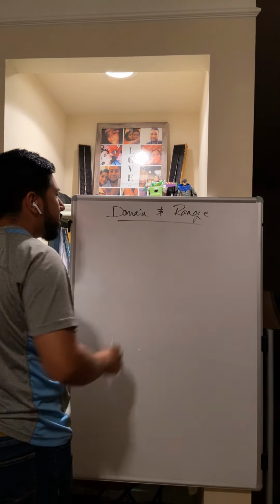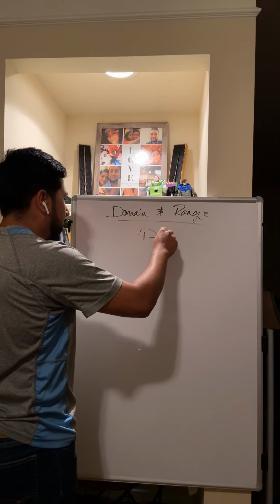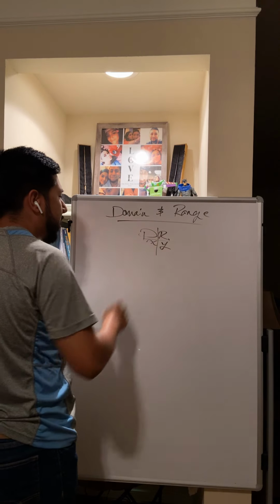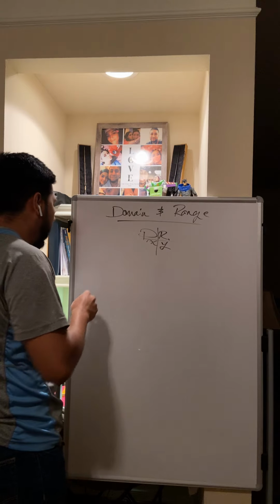How am I going to know which is X and Y? I have an easy trick. Dr. XY. So that tells me my domain is my X values, range is my Y values. Okay.